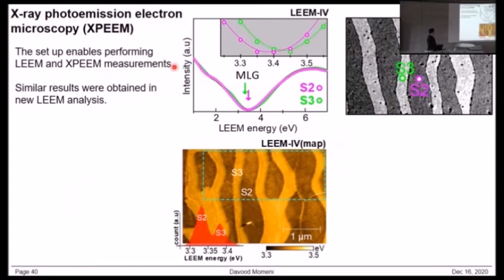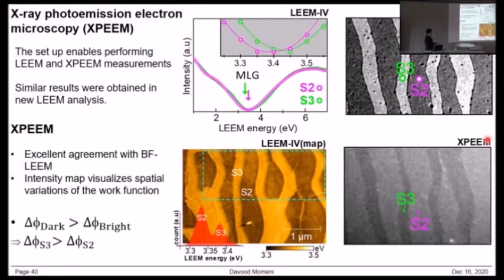So here you see the LEEM bright field image shows the same results or confirms the previous results. So it shows that the results are not just an accident or incident. This is like a universal effect. So from the XPEEM image captured at the same area, we can see that there is a work function contrast on these two neighboring terraces belonging to S3 and S2. The darker area has higher work function compared to the brighter area.